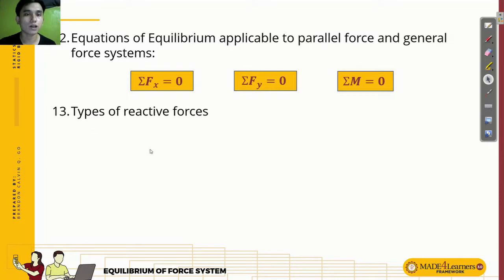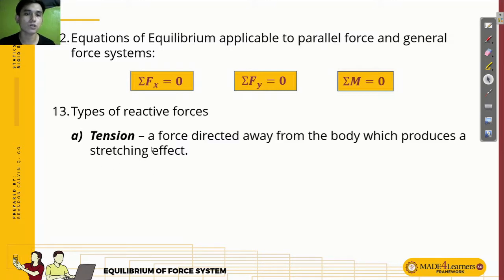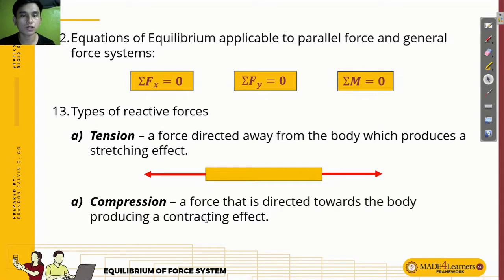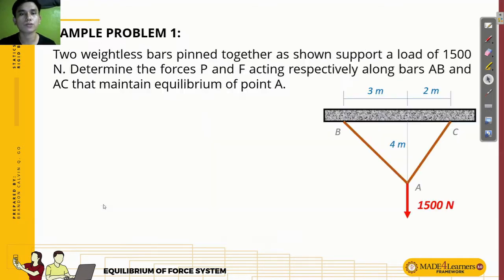So types of reactive forces, we have tension. So of course, tension is a force directed away from the body, which produces a stretching effect. Okay, this one. Then compression, a force that is directed towards the body, producing a contracting effect. Okay, this one. Okay, so let's have a sample problem, no?